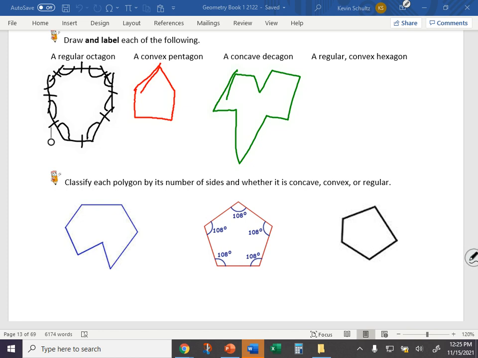Yeah. So we got 1, 2, 3, 4, 5, 6, 7, 8, 9, and 10. Those are not congruency markers. That's just how I count the sides. So just for that, there you go.